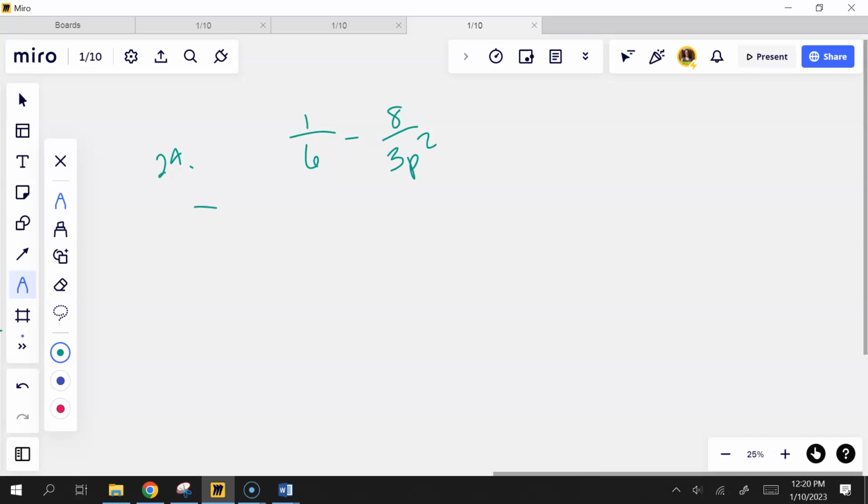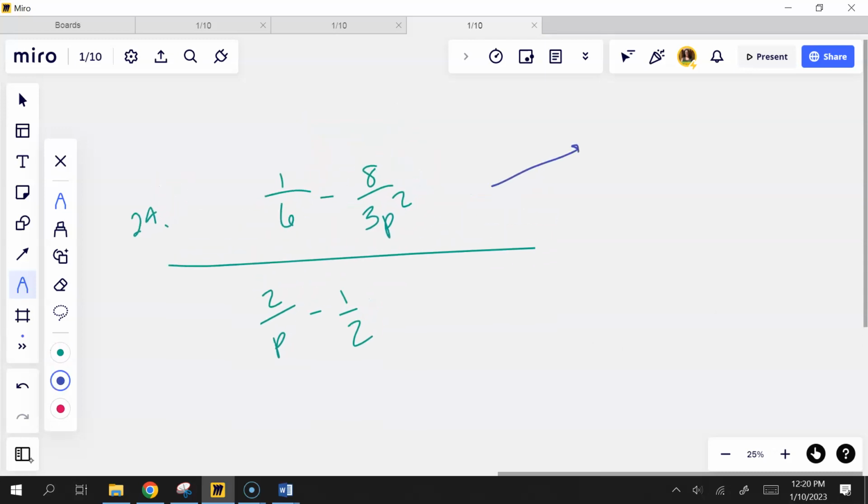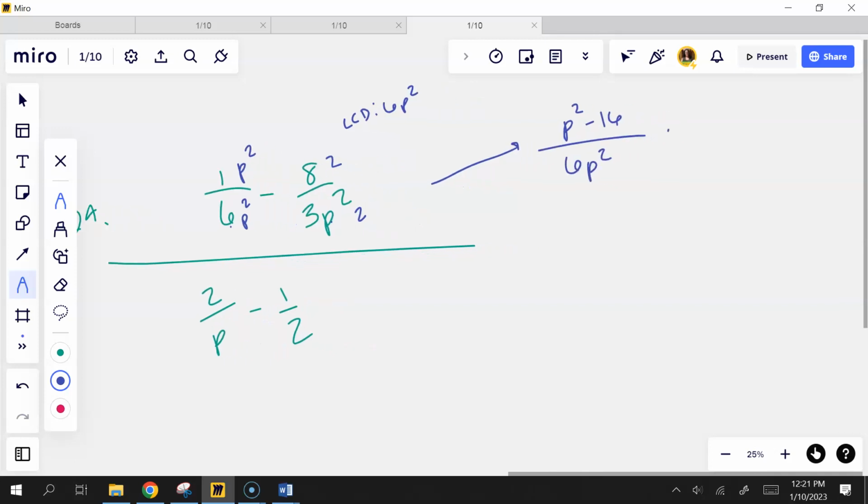Here's the top. And there's the bottom. All right, what's the LCD up top? You got 6 and 3P squared. 6P squared, so says Brian, he is correct. So this one needs a P squared. This one needs a 2. So I end up with P squared minus 16 over 6P squared. And I'm going to go ahead and factor that down. P minus 4, P plus 4 over 6P squared.